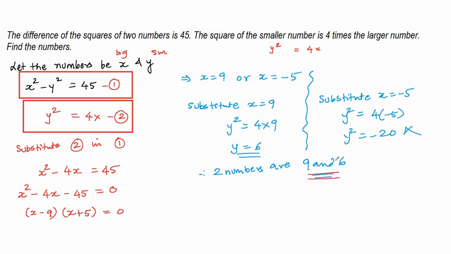and hence the valid answer is 9 and 6. The two numbers are 9 and 6. A quick check: 9 square minus 6 square is 81 minus 36, which is 45, and 6 square is 36, and 36 is 4 times 9. So these two numbers satisfy both the given conditions, and hence our solution is right. I will again pause for a minute before moving on to my next question.